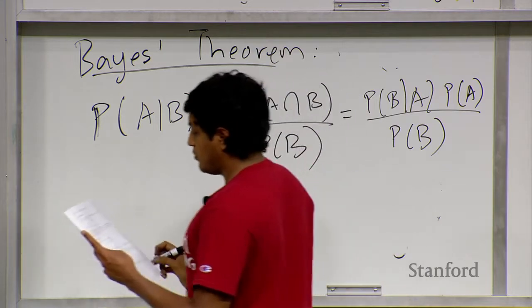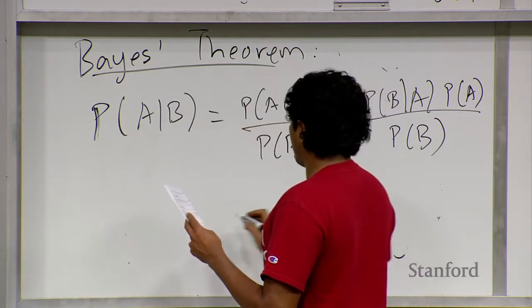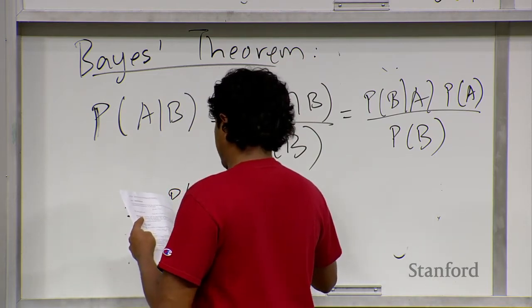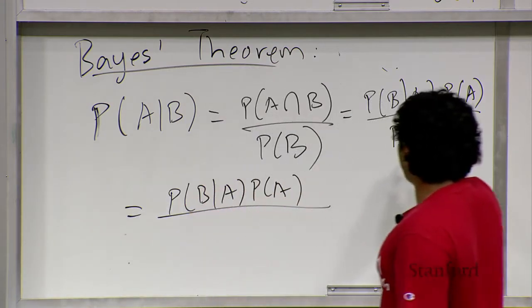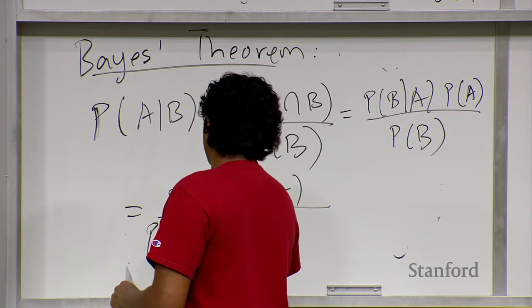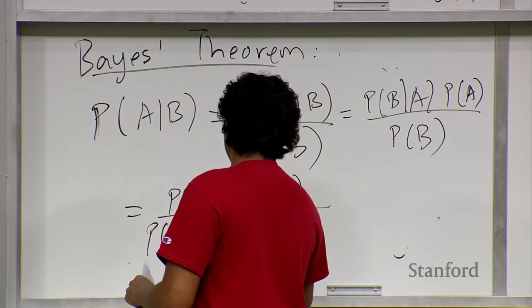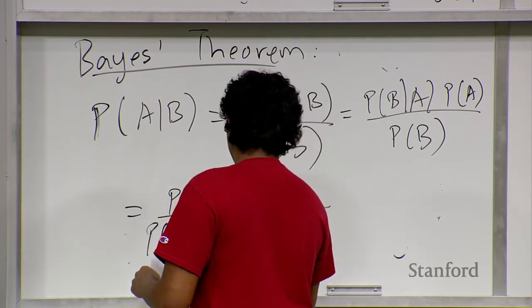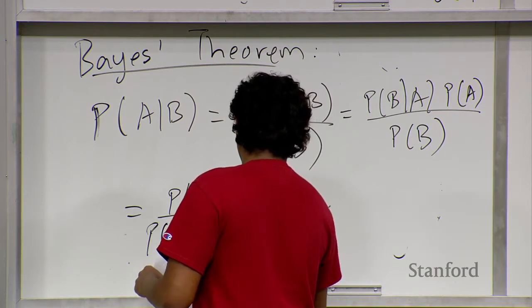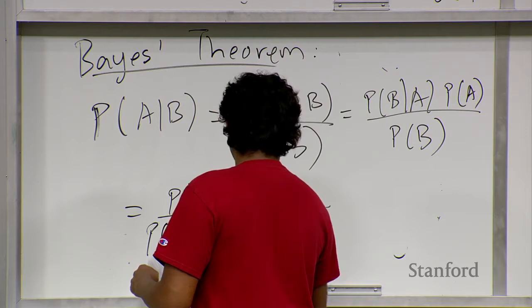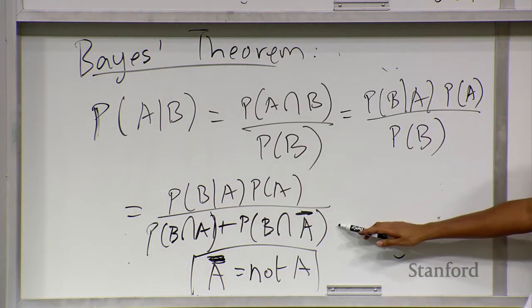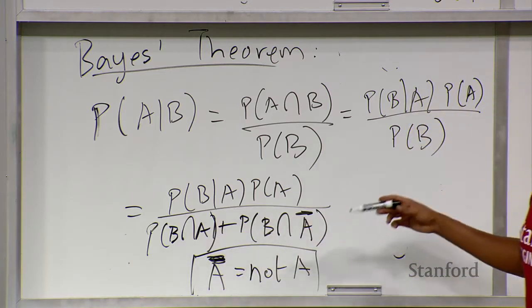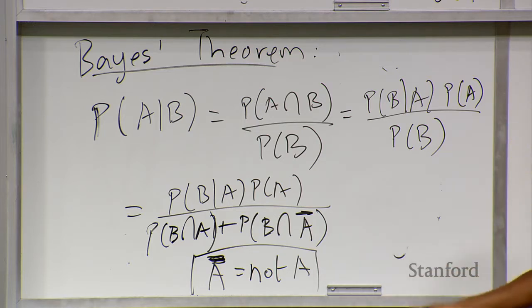All right, so from here, we can say that this is equal to P of B given A times P of A by, so P of B can be expressed as P of B intersection A plus P of B intersection A bar, or A dash or A complement, whatever you call it, just means not A, all right?